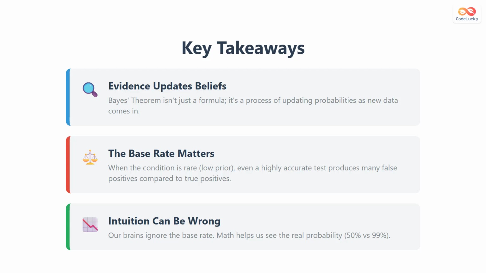This teaches us three things. First, evidence updates beliefs, it doesn't replace them. Second, the base rate or prior probability is crucial context. And finally, our intuition often ignores that context, making math an essential tool for clear thinking.